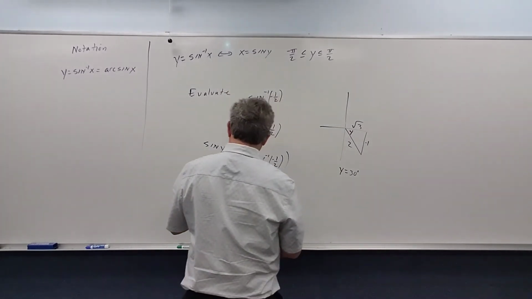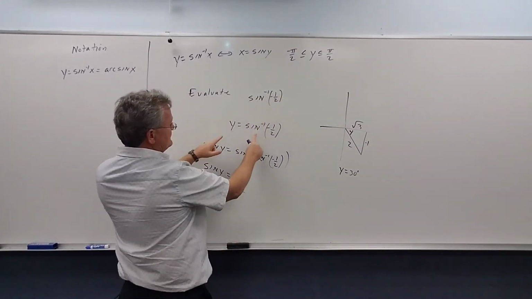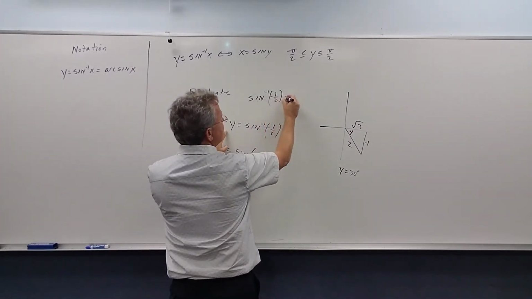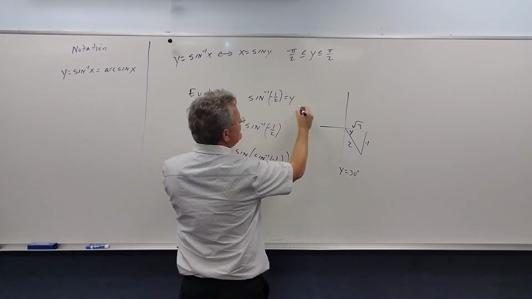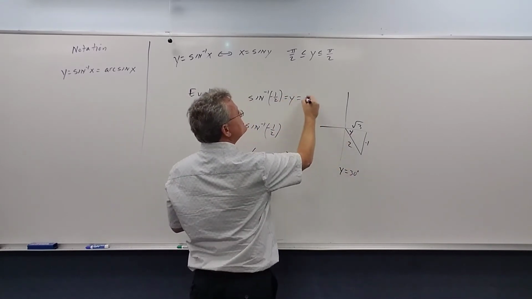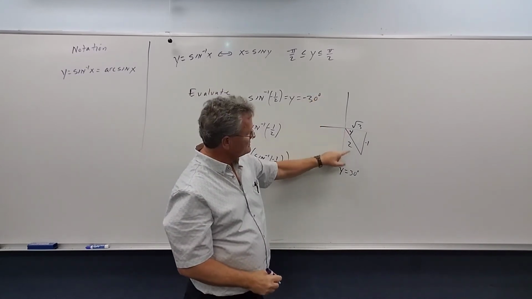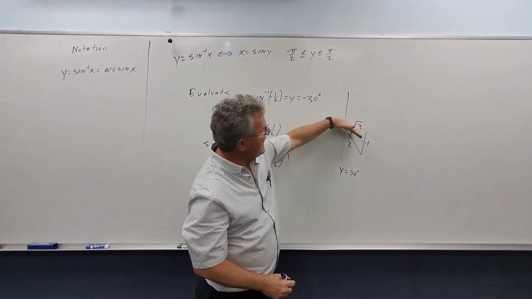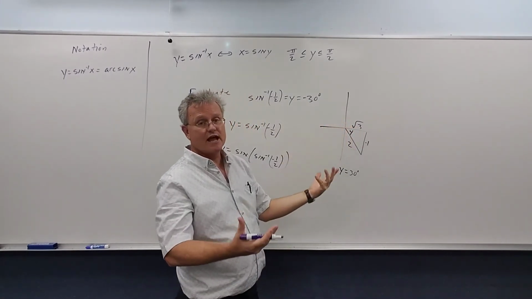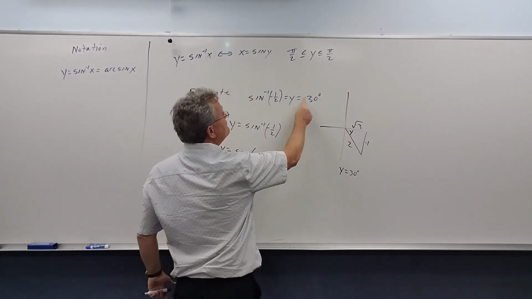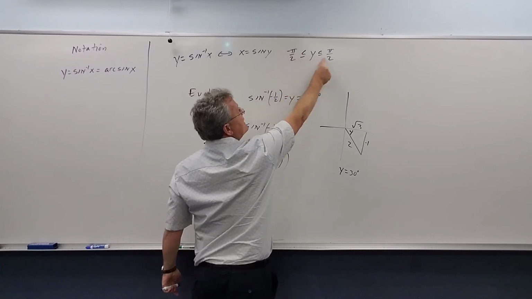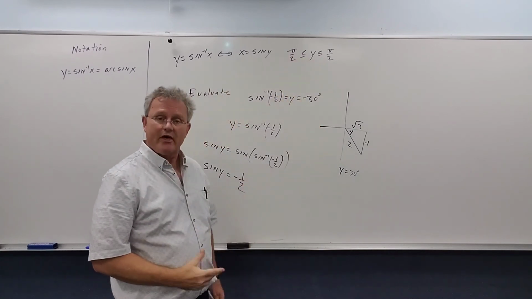So the answer here, this is equal to y. And y, as we just said, this angle is actually negative 30 degrees. Our reference angle is 30 degrees, but the angle we want to report is negative 30. Negative 30 is between negative 90 and 90, so yes, that is the answer.